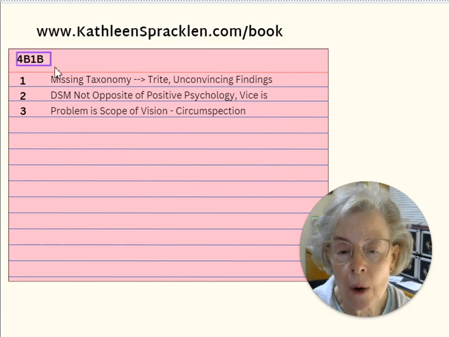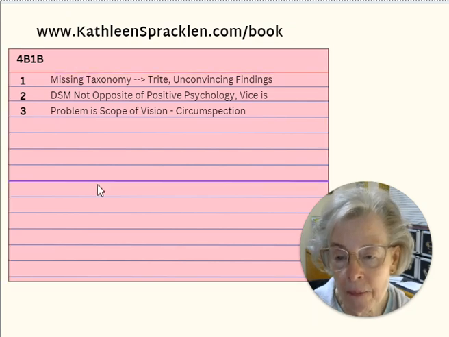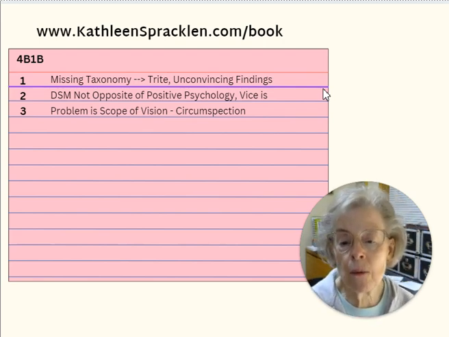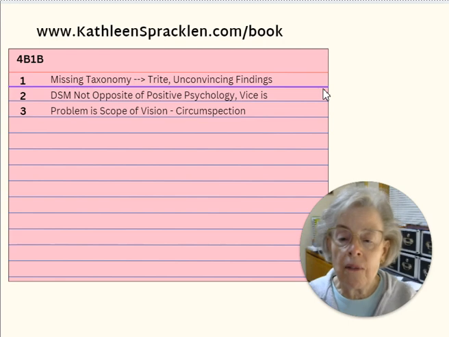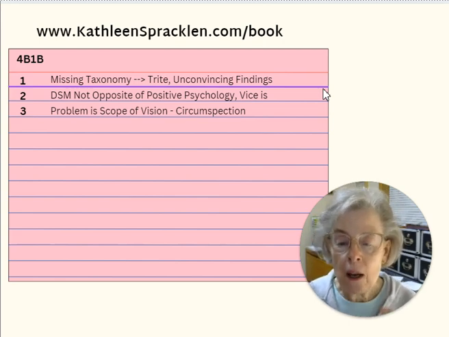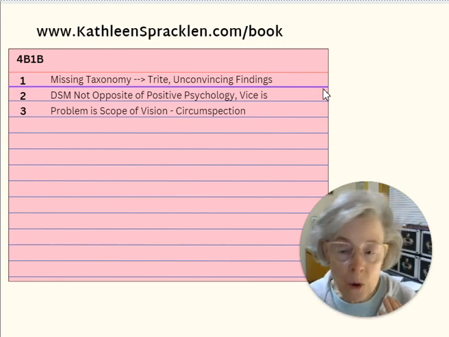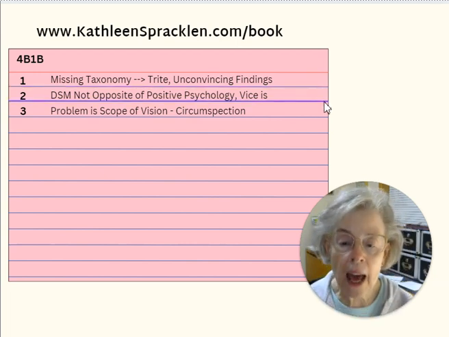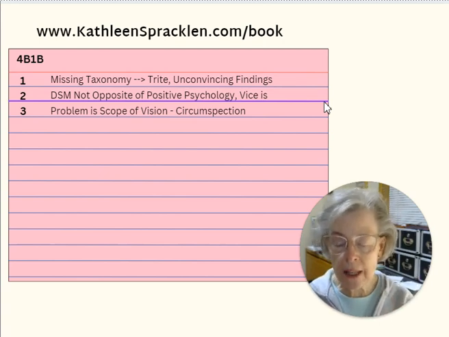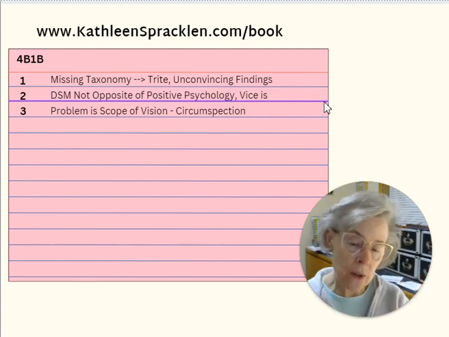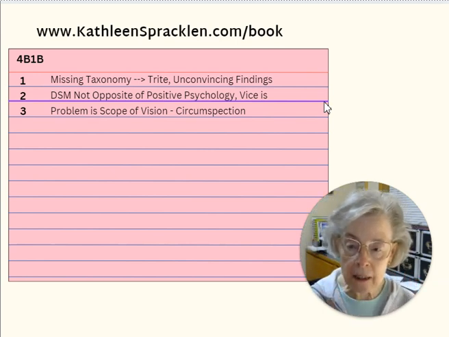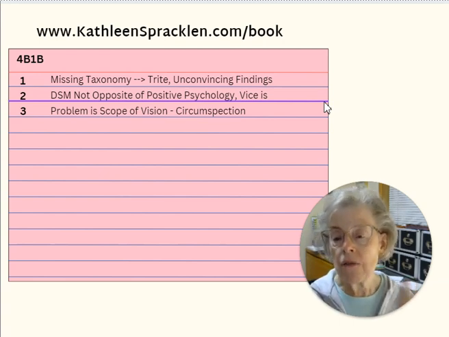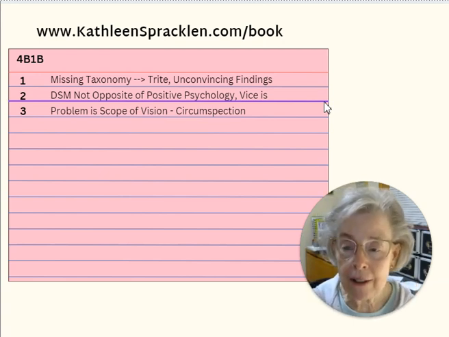So here we are with 4B1B's directory card. And here first of all is the missing taxonomy, which they were bemoaning the fact that not having a taxonomy, they felt that their findings might come out trite or unconvincing. And my reflection on that was that perhaps one of the challenges was that they were comparing their work to the DSM, which is involved with mental illness, and perhaps it would be more constructive to follow us fiction writers.